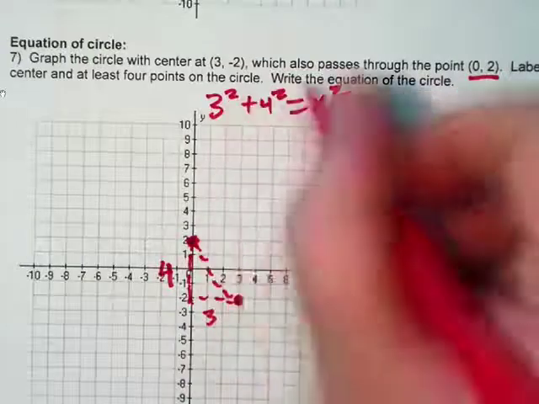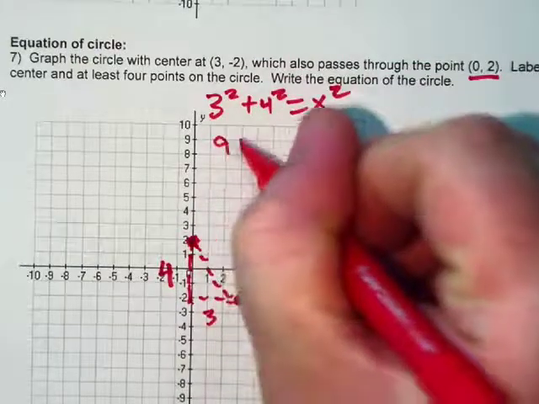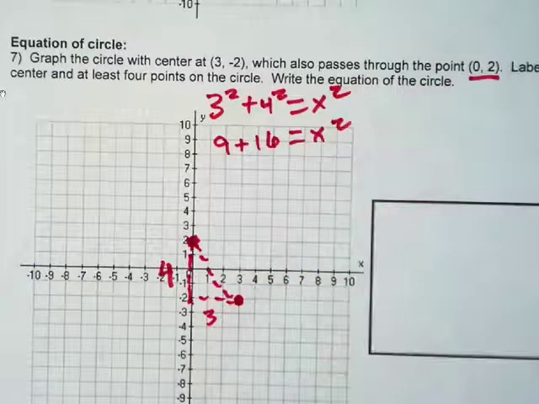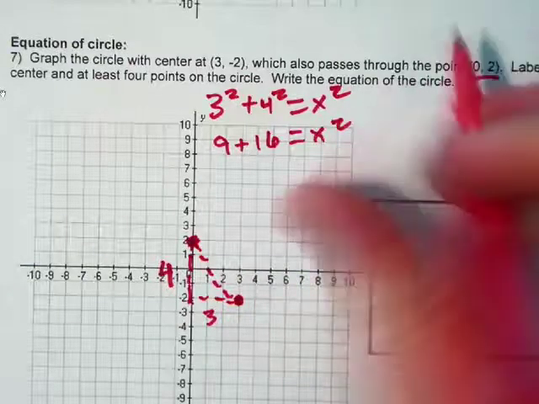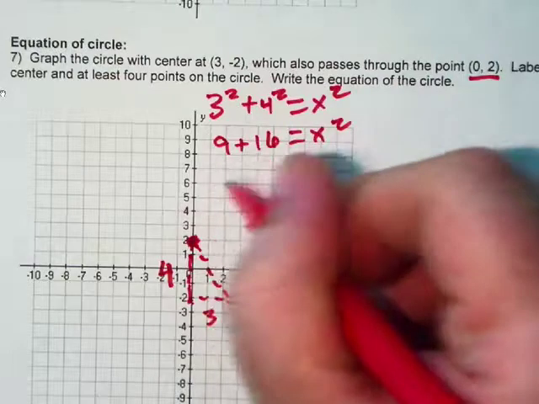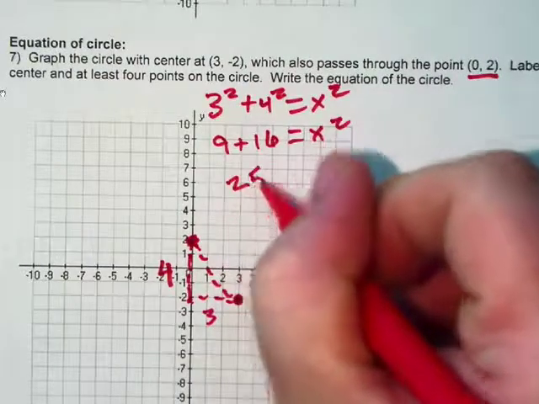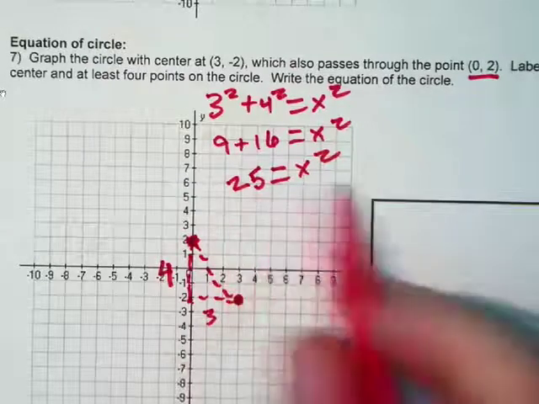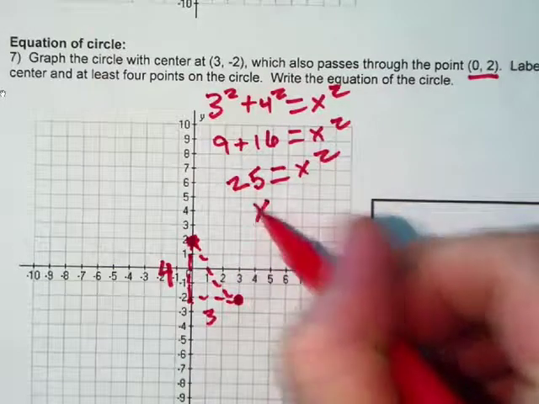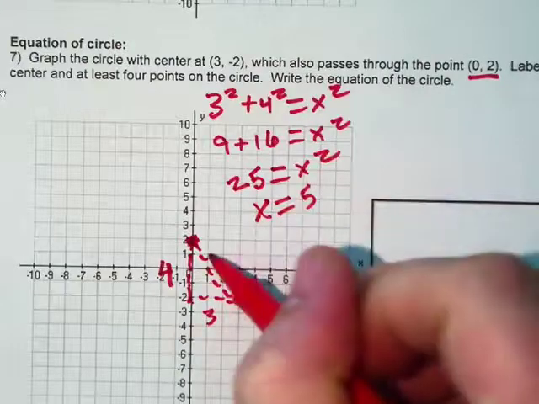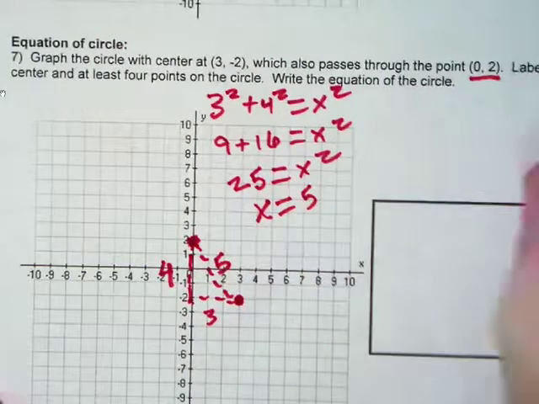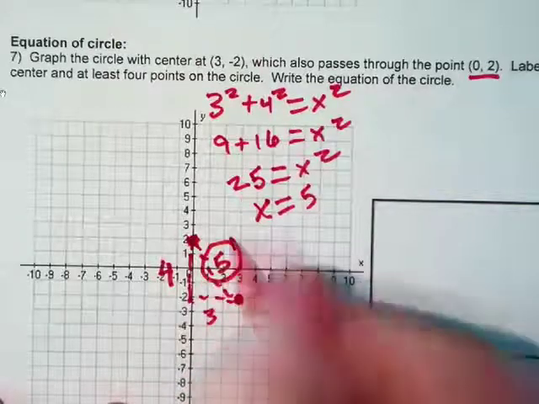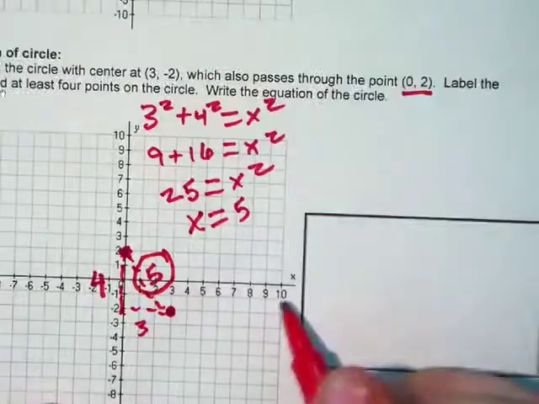All right, well, what's 3 squared plus 4 squared? That's 9 plus 16 equals x squared. So this is just the Pythagorean theorem. And we say, okay, 9 plus 16 is 25 equals x squared. Well, if we take the square root of both sides, we see that x equals 5. So that side is 5. Great. Now we have our radius. That's our radius. And we have the center point.